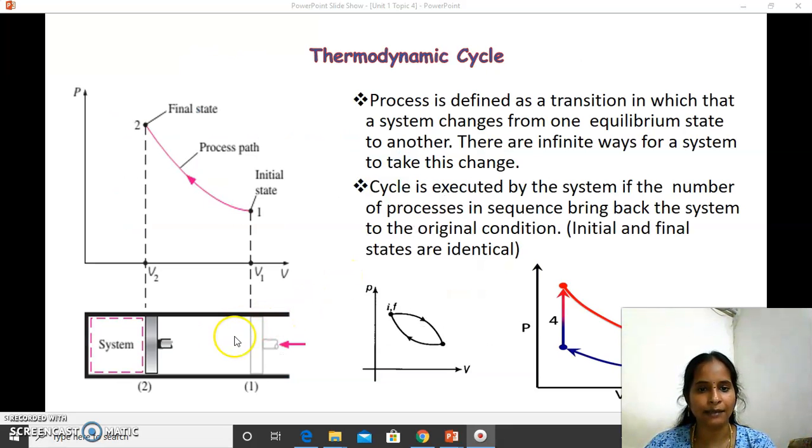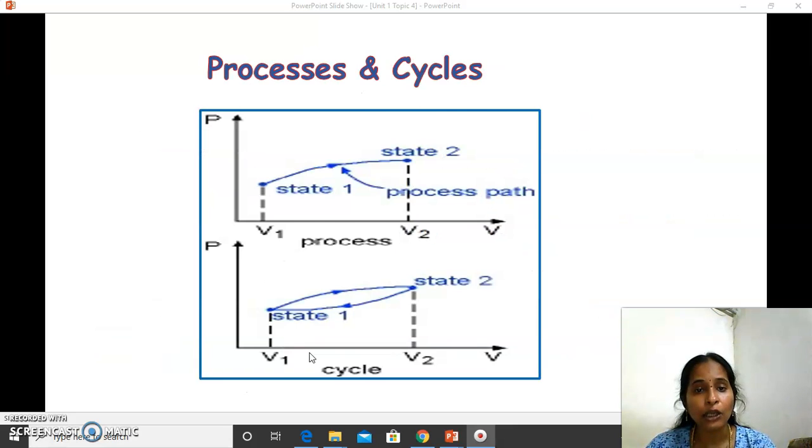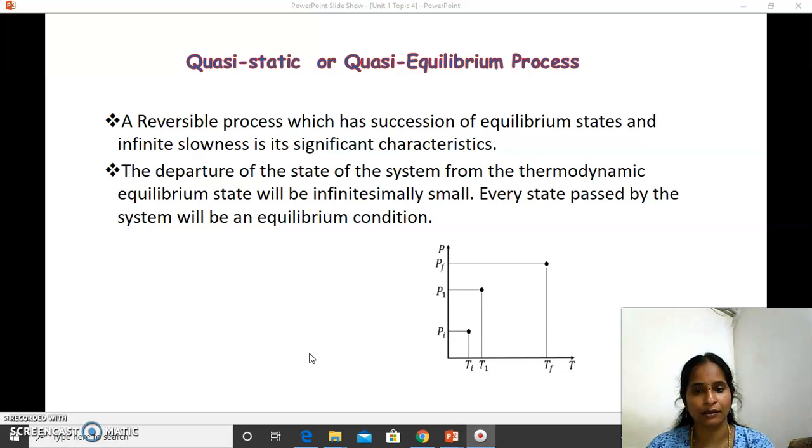Here is another very good example. During compression of the piston, you keep some weight over the piston. After the compression, when you release the piston directly from one point to another point, that is abrupt. But if you keep that mass as steps of weight and take them out one by one, the piston will be released slowly and the expansion takes place, right? So that you can achieve the quasi-static or quasi-equilibrium process. Very slow reaction or infinite slowness is the significant characteristic of quasi-static.